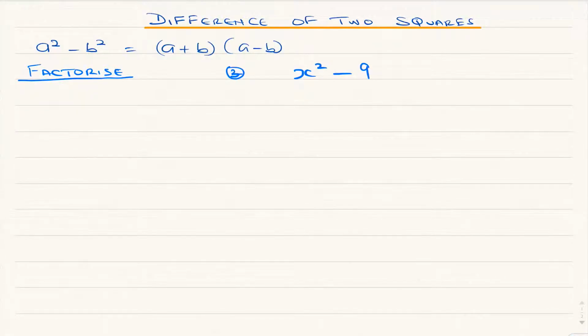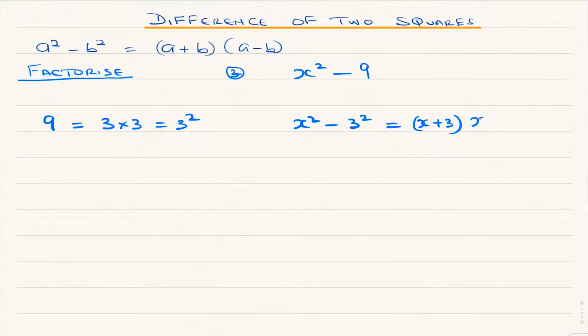Question number 3. x squared minus 9. Well, 9 is equal to 3 times 3, and that gives us 3 squared. So we can write that as x squared minus 3 squared, and that will give us x plus 3, x minus 3. Those are the factors of x squared minus 9. They are x plus 3, x minus 3.